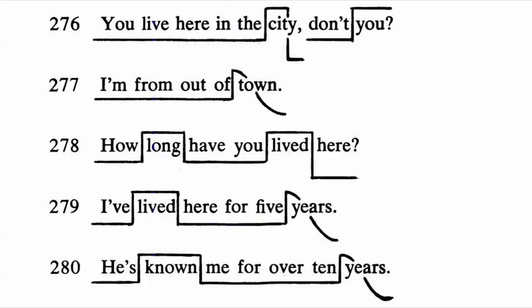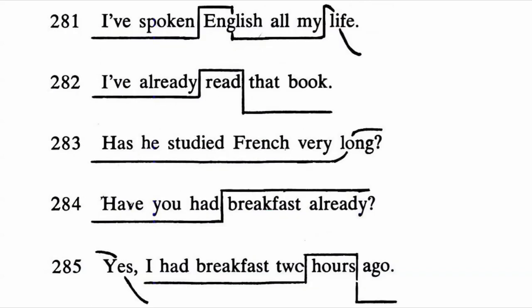You live here in the city, don't you? I'm from out of town. How long have you lived here? I've lived here for 5 years. He's known me for over 10 years. I've spoken English all my life. I've already read that book.